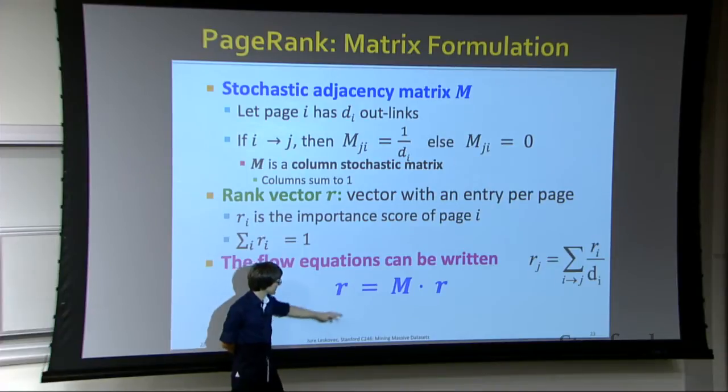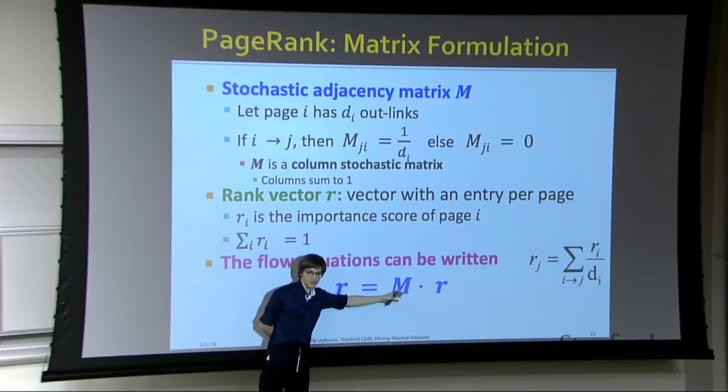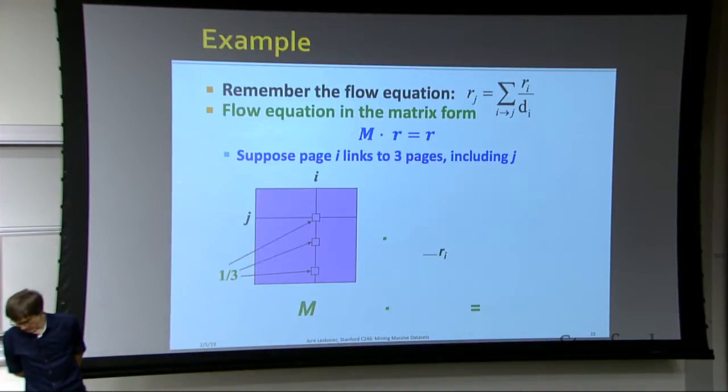And now you can start seeing that this looks like an eigenvalue problem, right? Like lambda x equals A times x. So it looks quite similar to that, okay? So just to give you a more proper example, right?